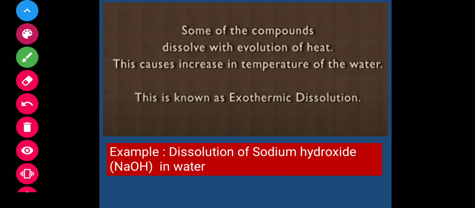Some of the compounds dissolve with the evolution of heat, and this causes an increase in temperature of water. Meaning heat is evolved, heat is released, or we can say heat is given out during this process, and this is known as exothermic dissolution. For example, dissolution of sodium hydroxide in water. When we dissolve it, heat is released and the temperature of water is increased.